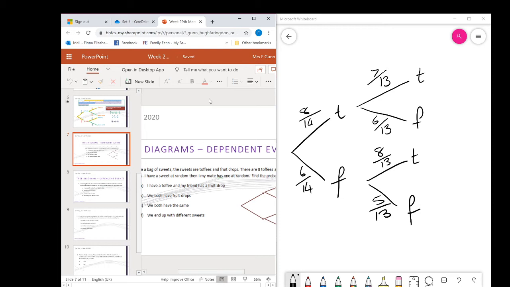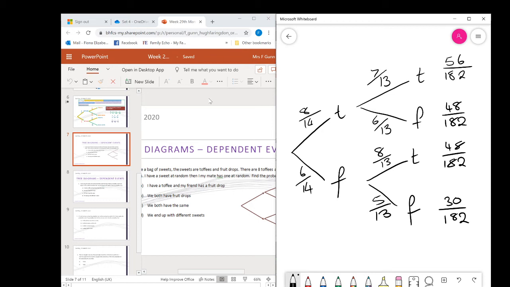Right, 14 times 13. I'm going to assume this is a calculator paper, and I'm going to do it on my calculator. Again, you could be asked to do that on a non-calculator. So 8 times 7 is 56, I know that anyway, and 14 times 13 is 182. 8 times 6 is 48 over 182. 6 times 8 is 48 over 182. And 6 times 5 is 30 over 182. If I wanted to check that these add up to 1, and they should do.